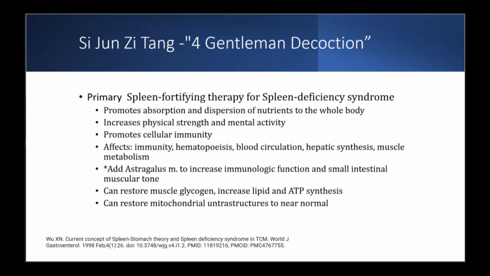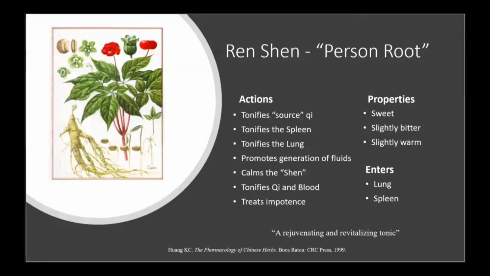So it's very well correlated and can restore mitochondrial ultrastructures to near normal. So it can help mitochondrial function. And a lot of these qi tonics, that's what they do. And we'll see that mitochondria and ATP and qi are all closely correlated. So here's ginseng. I love this herb. Person root. I think they called it like man root, but I was like, no, it's person root.